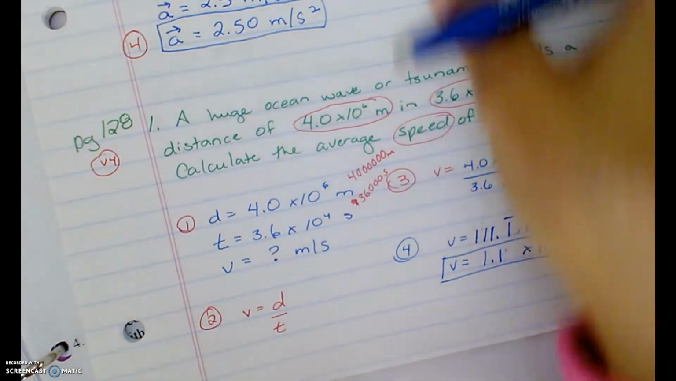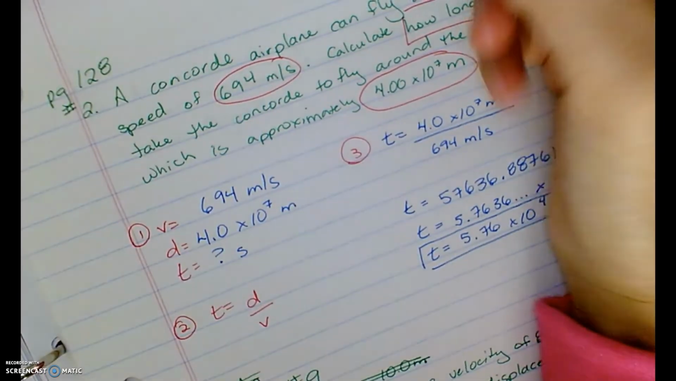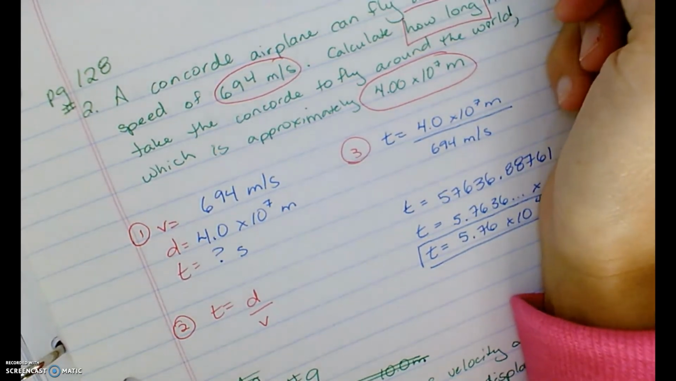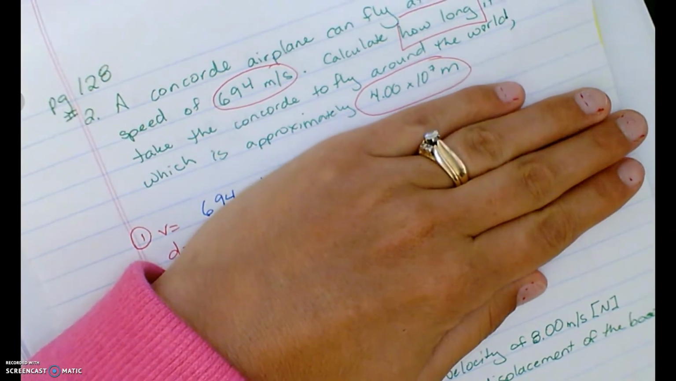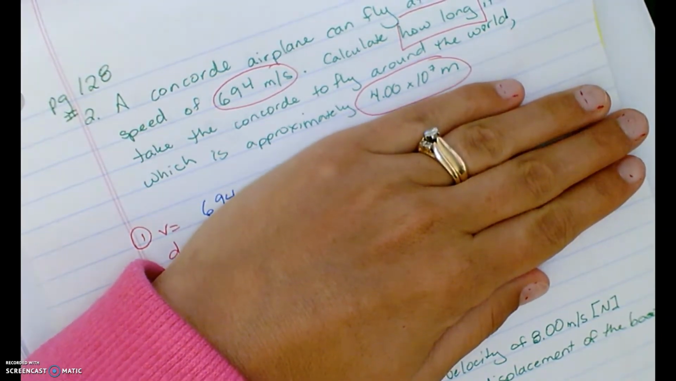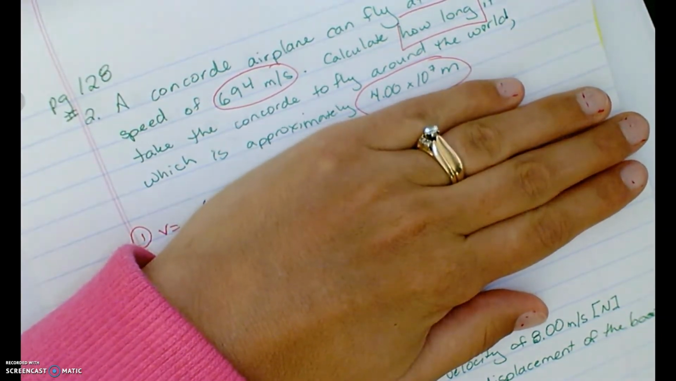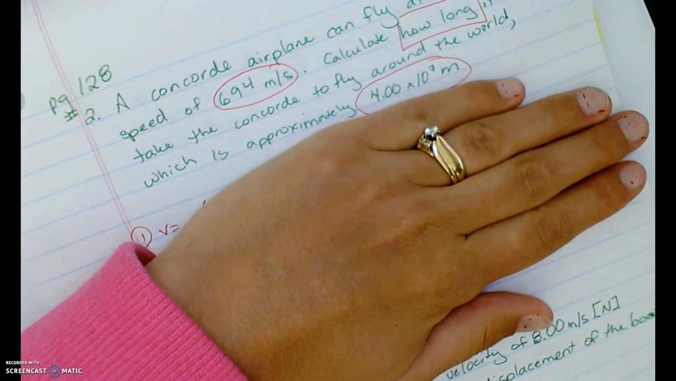Okay, next one, we're working on a different textbook question, same page, page 128. A Concorde airplane has an average speed. You do that on your own first. How long will it take to go that far? The Concorde airplane is a fast one.